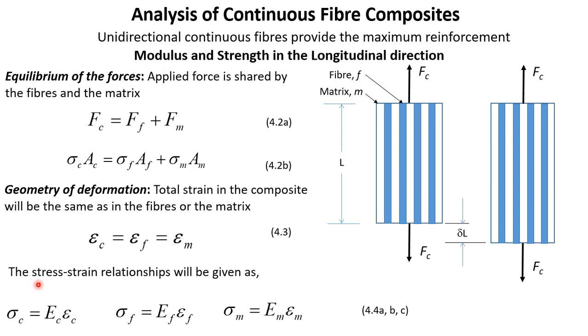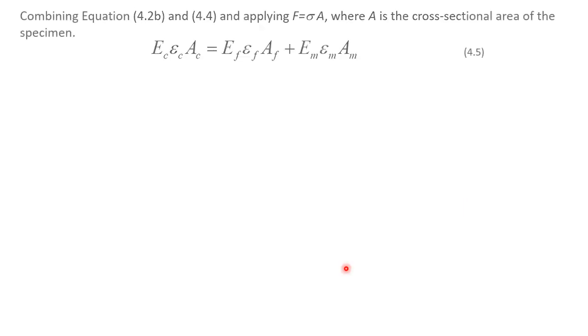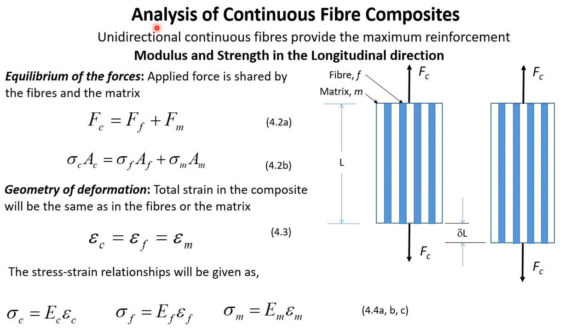So the stress-strain relationship will be given as this. So sigma c, which is stress in the composite, is equal to the modulus of the composite times the strain in the composite. Similarly, we can write sigma F is equal to EF, which is modulus of the fiber, times the strain in the fiber. Stress in the matrix will be given as modulus of the matrix times the strain in the matrix. Combining equation 4.2b and 4.4 and applying F equal to sigma A. Well, we have already applied F equal to sigma A to obtain 4.2b.